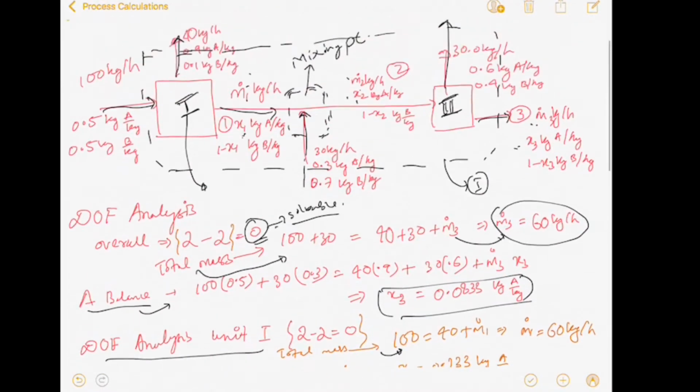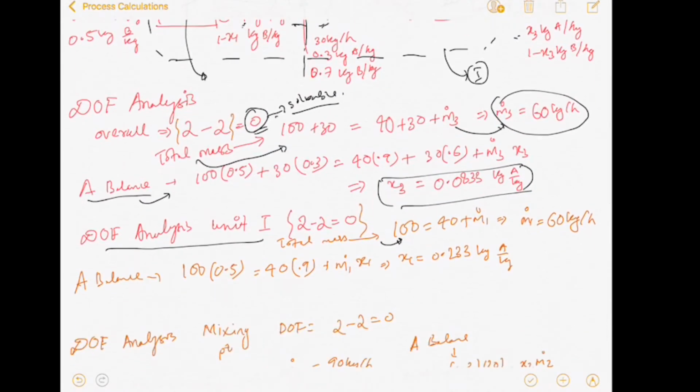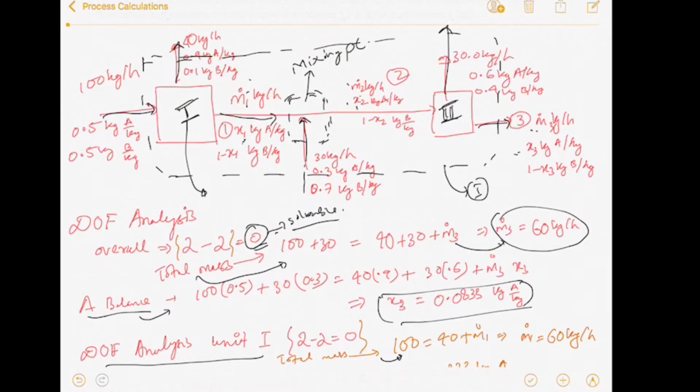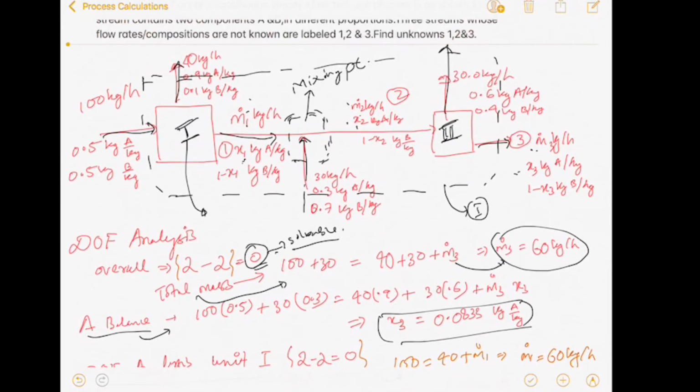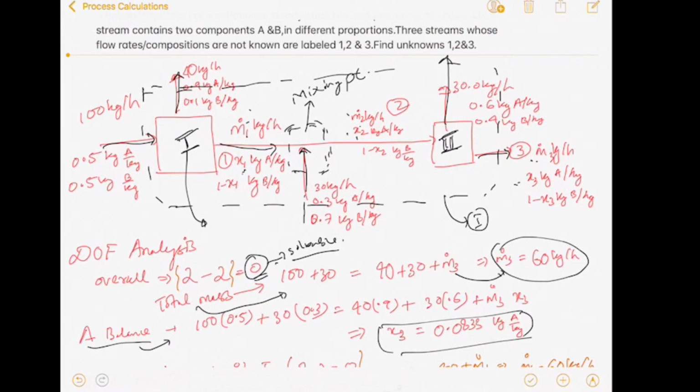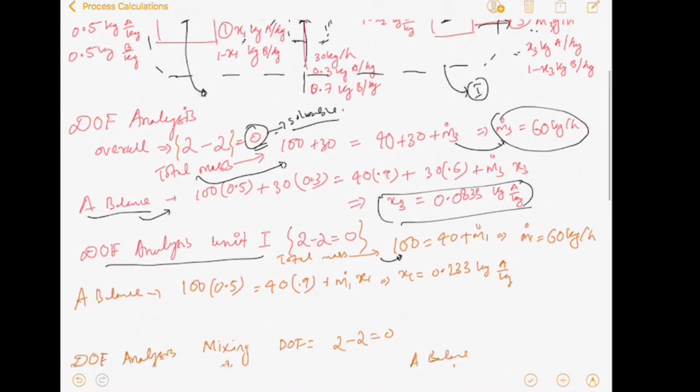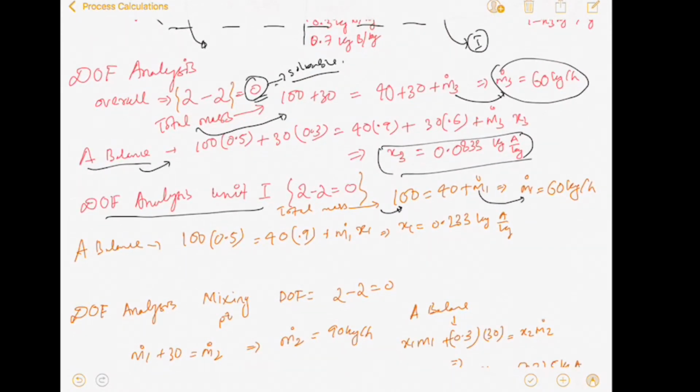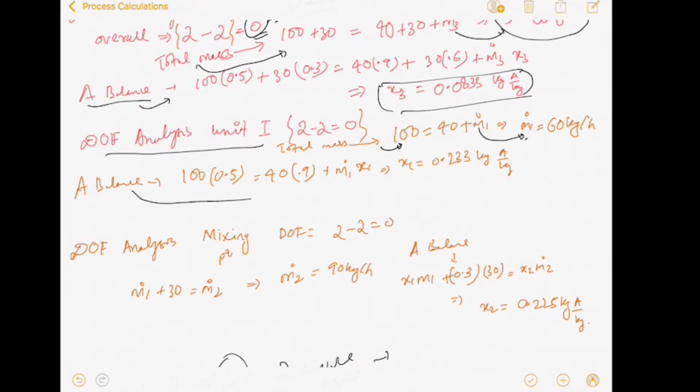Total mass balance is nothing but input equals output. You check the problem for what is input and what is output. Input is 100, output is 40 and M1 dot. So from here we write the equation and we get M1 dot, and we do an A balance and we get X1.